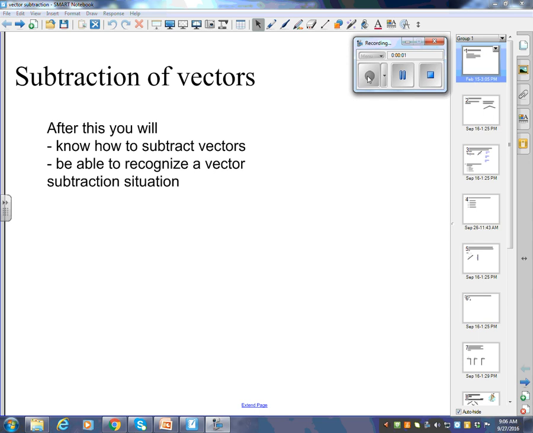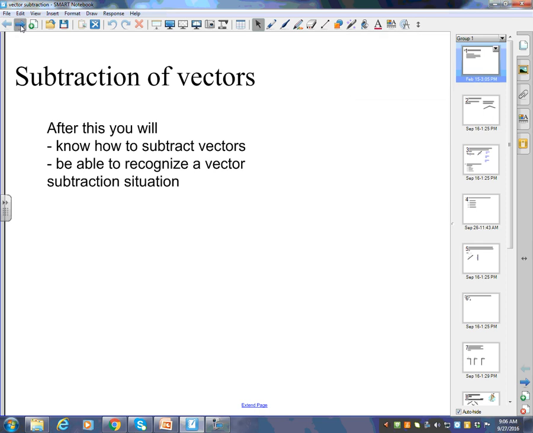Okay, so after this, subtraction of vectors. After this, you know how to subtract vectors. And even more important, be able to recognize a vector subtraction situation, which is quite challenging. So do pay close attention. Okay, let's join me here.